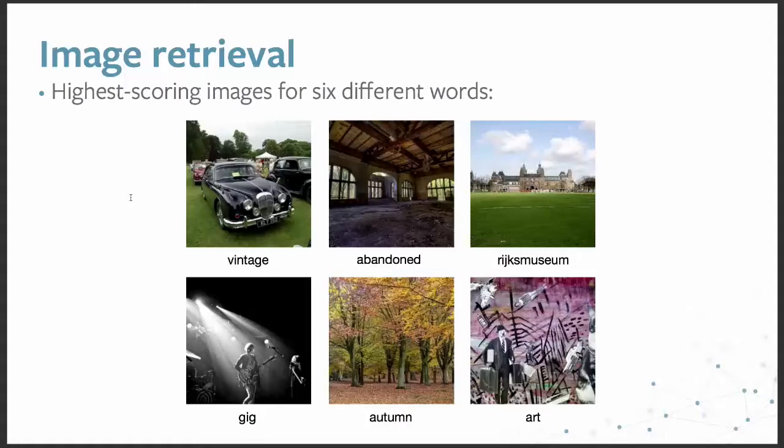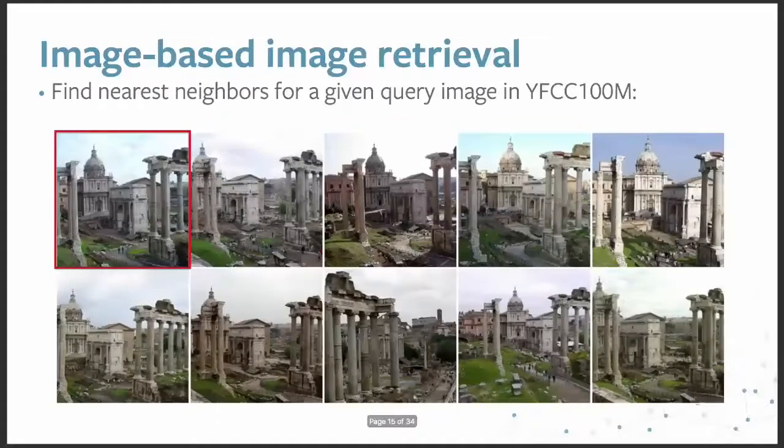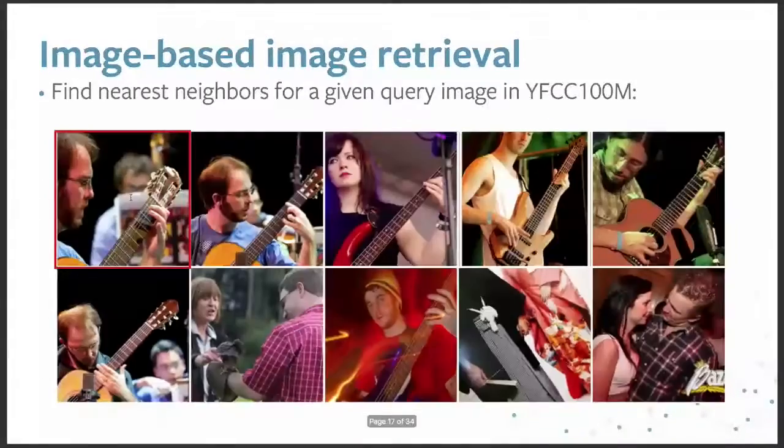Here are examples of what you can do when you train a model at this scale on this data. You can have classifiers for a lot of concepts that are probably not in ImageNet or a lot of computer vision data, like vintage, abandoned, art, things like that. You can also easily do image retrieval. Those are all images from Yahoo. So then you can start playing around with this type of images. You can do it with art as well, people playing guitars, and so on.